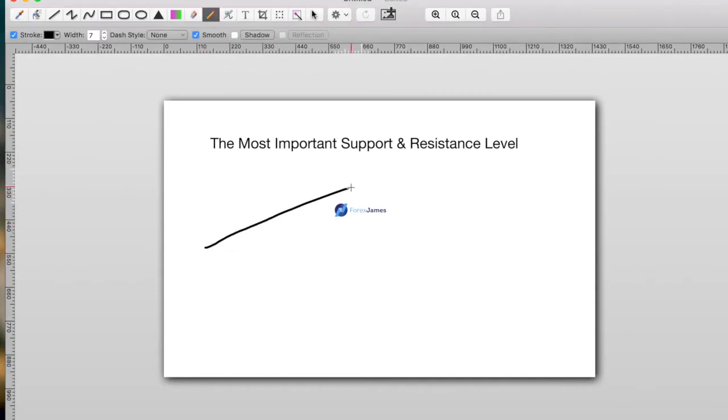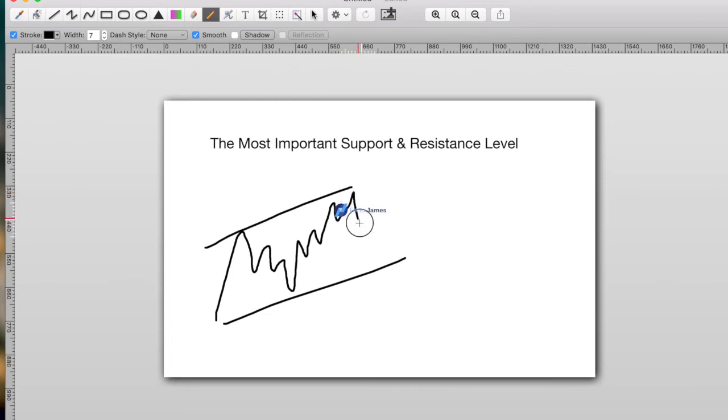So imagine we're in a channel. This is how price moves. So this is a support line. If you've identified this trend line as support, you're right. And this is resistance as well. And looking at this here, if you see this trend line and identify this part as resistance, you're right as well.